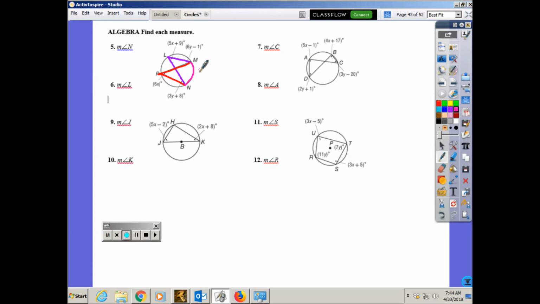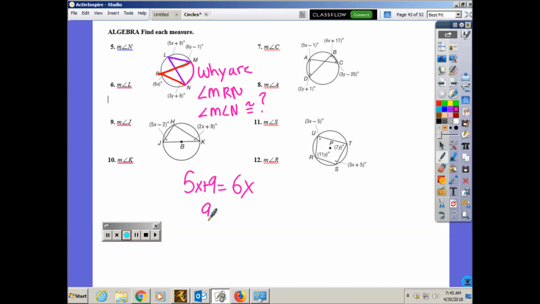So the first question is, why are angle MRN and angle MLN congruent? You should have said they're congruent because they both intercept the same arc, which means I can take the angles and set them equal to each other. So I can say 5x plus 9 is equal to 6x, and I can solve, and I get x equals 9. They wanted the measure in this one of angle L.